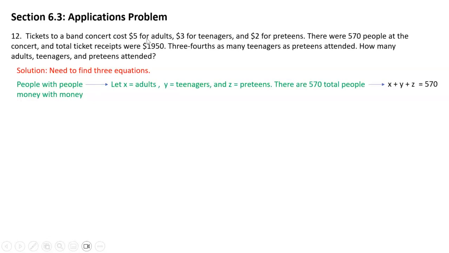Now money with money, right? So it was $5 for adults, and since x is adults, it's going to be 5x. $3 for teenagers, and since y represents teenagers, it's going to be 3y. And finally, $2 for the preteens, and since z represents preteens, it's going to be 2z. And the total money or receipts was $1,950.